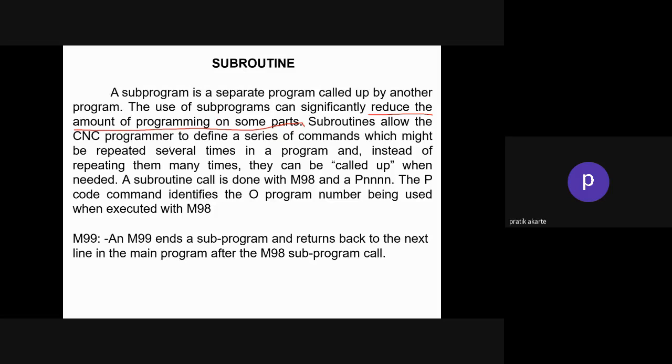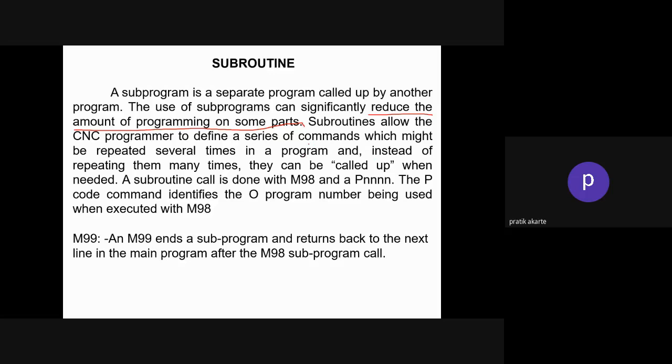So subroutines allow the CNC programmer to define a series of commands which might be repeated several times in a program. This is the advantage. Instead of repeating those commands every time, you can call a subroutine. Instead of repeating many lines, they can be called up when needed. These subroutines are stored somewhere in the controller memory, and as and when needed, they are called up.